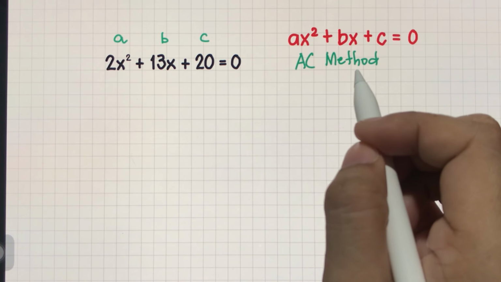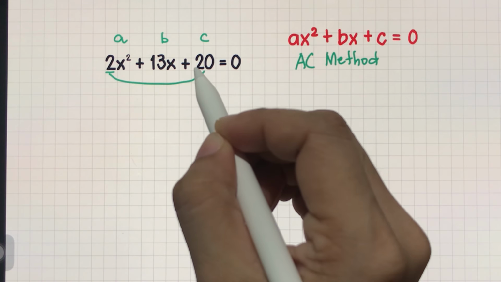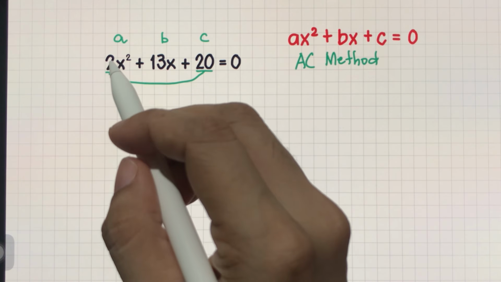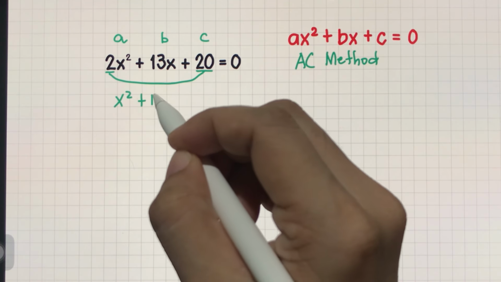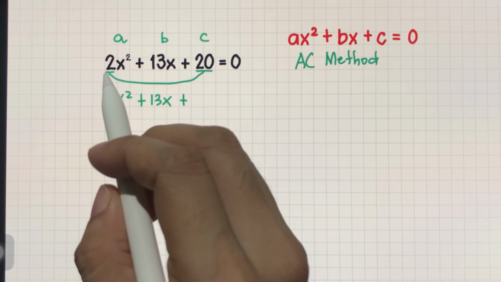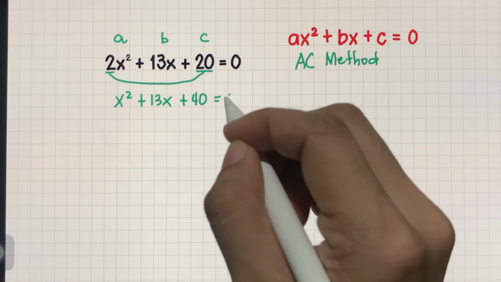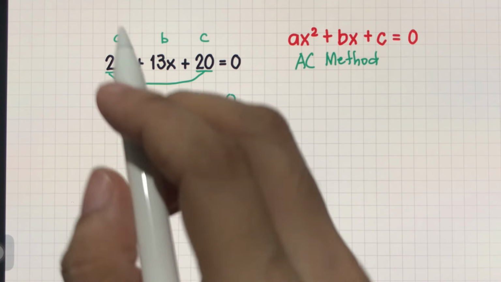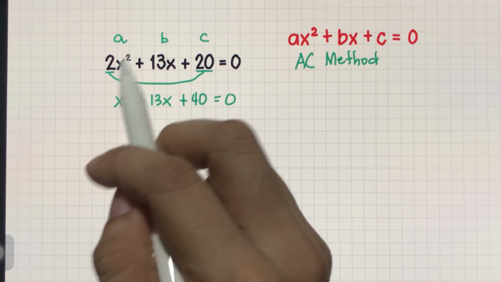We call this the AC method because the numerical coefficient of A, which is 2, will be multiplied to the constant C, which is 20. Then we will rewrite this equation, but this time we won't include the numerical coefficient 2. We'll just write x squared, followed by the second term, 13x, plus, for the last term, 20 times 2, that's 40, equals 0. So this is the quadratic equation that we're going to factor. Later on, in our final answer, we will return this 2 by using the opposite operation. Since we multiplied it here, we'll be dividing it later on.